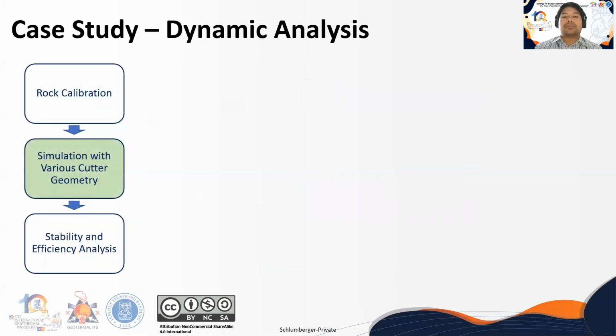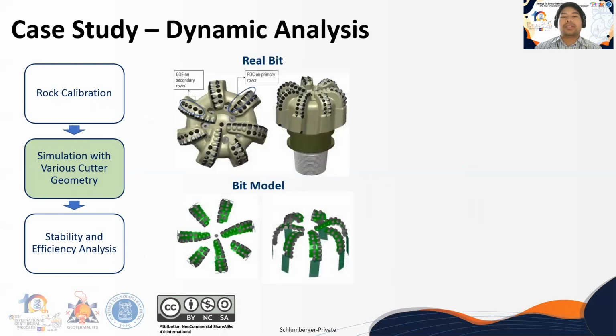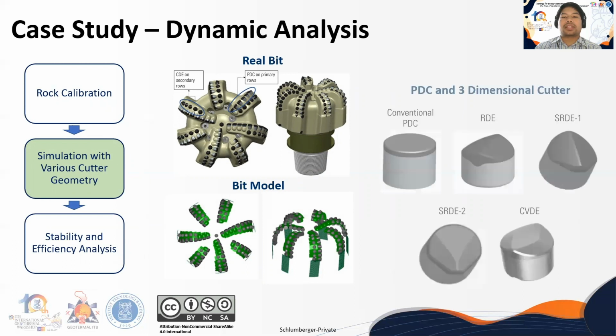The next step is to simulate all the different cutters on the calibrated model. The real bit model can be seen in the slide. We have conventional PDC cutters on the primary row and conical diamond element cutters on the secondary row. In this simulation, we are going to replace all the conventional PDC cutters with three-dimensional cutters, as already explained in the previous slide.